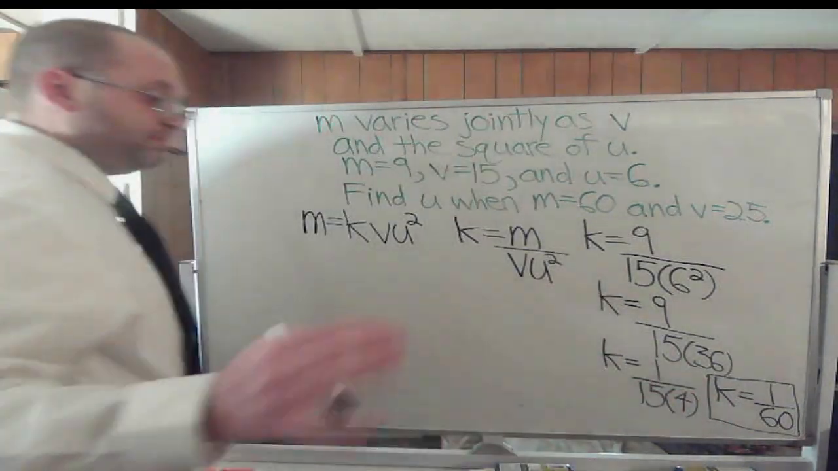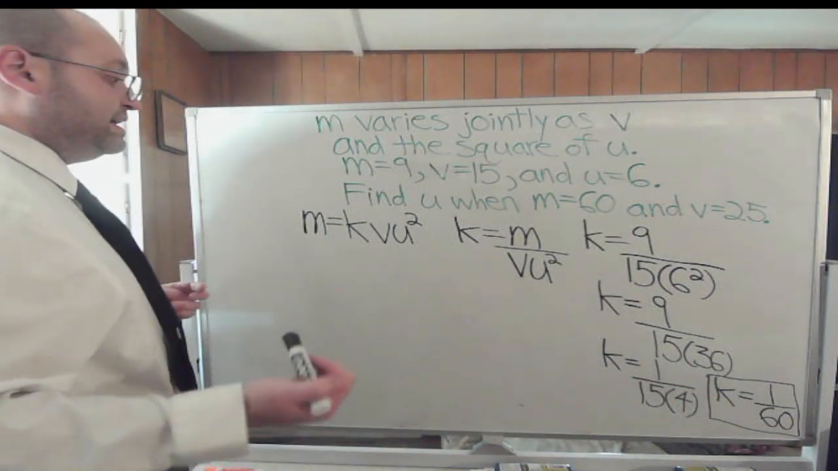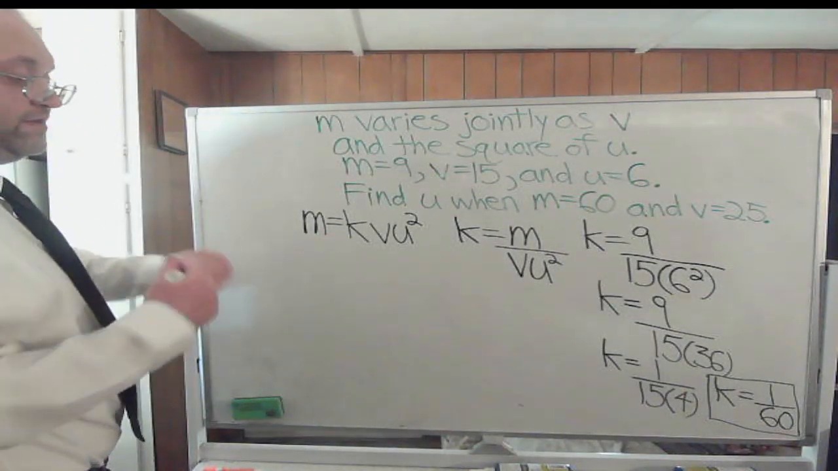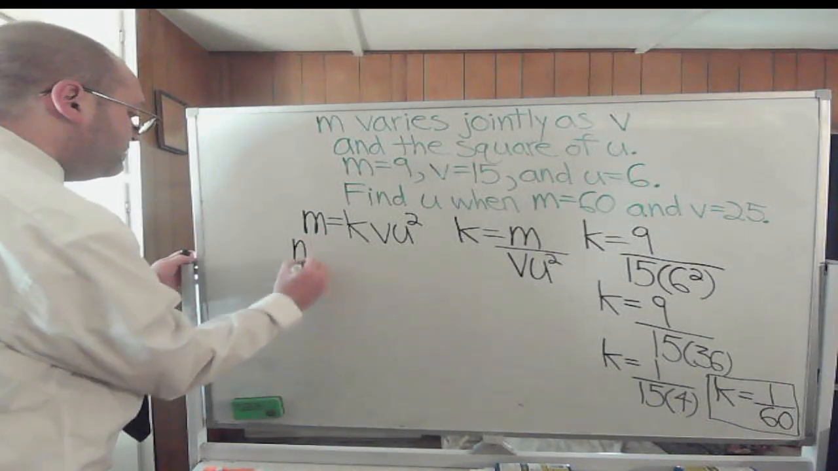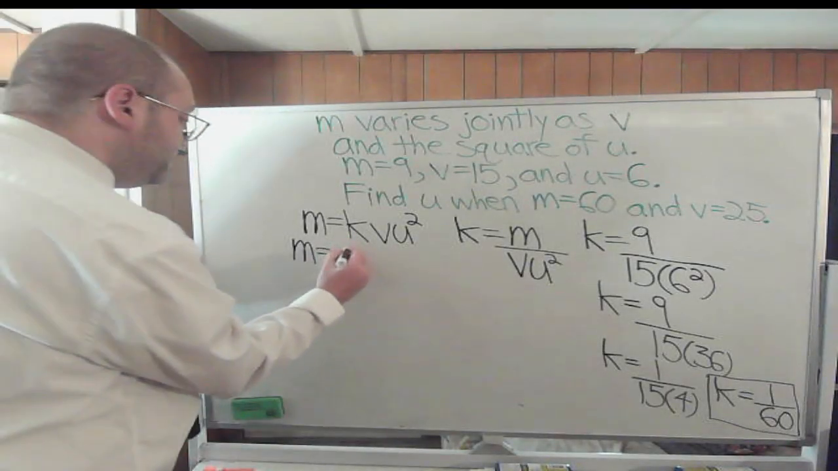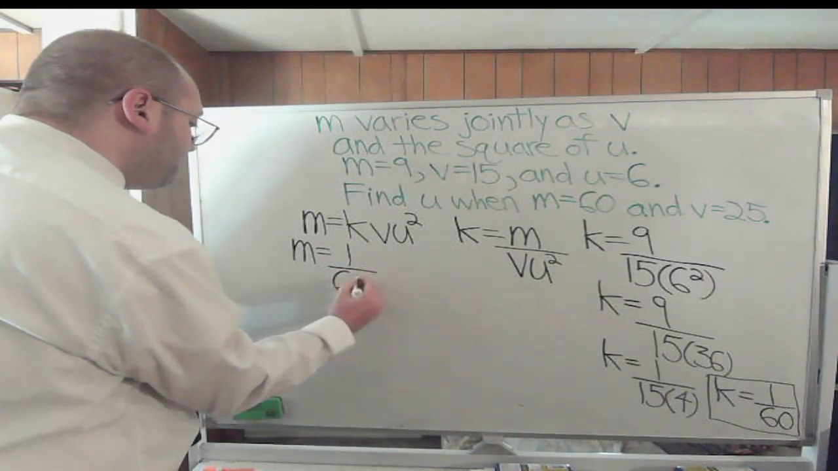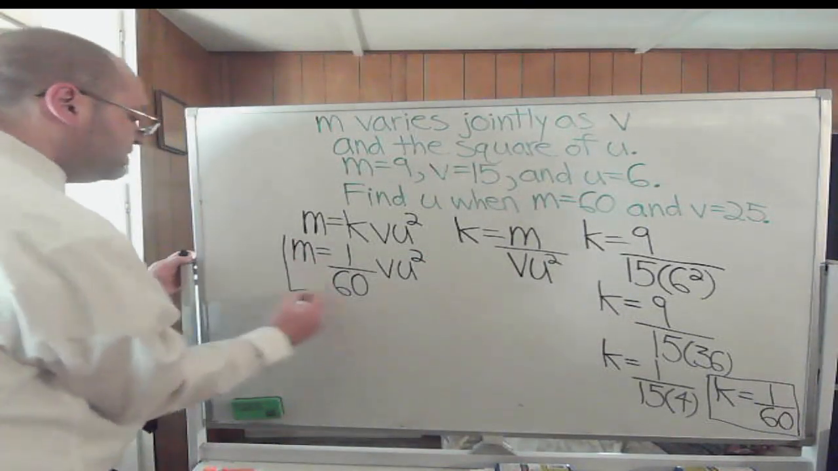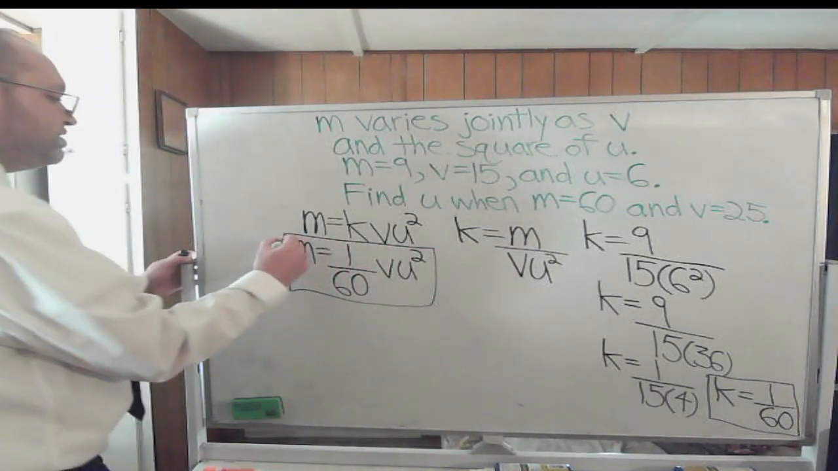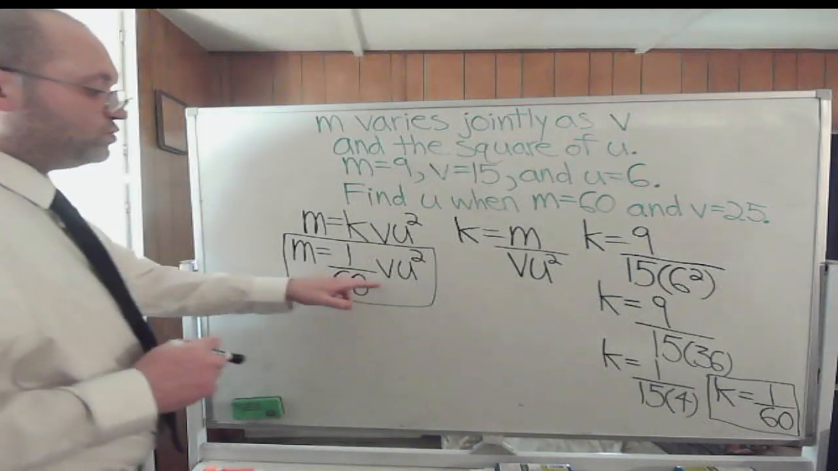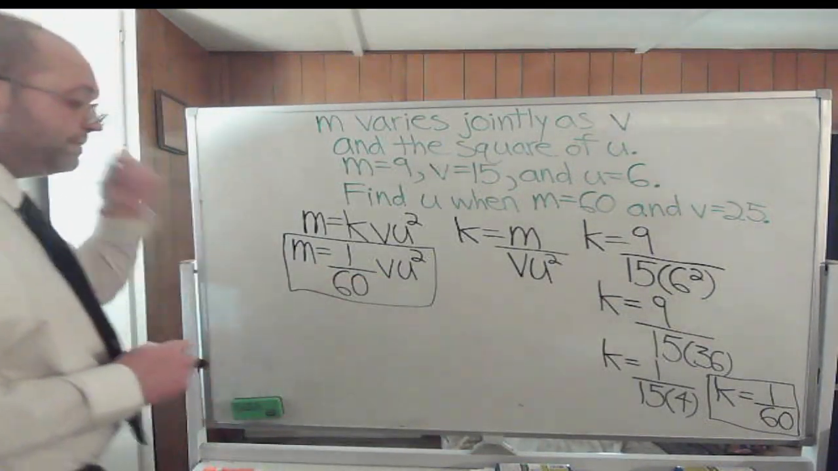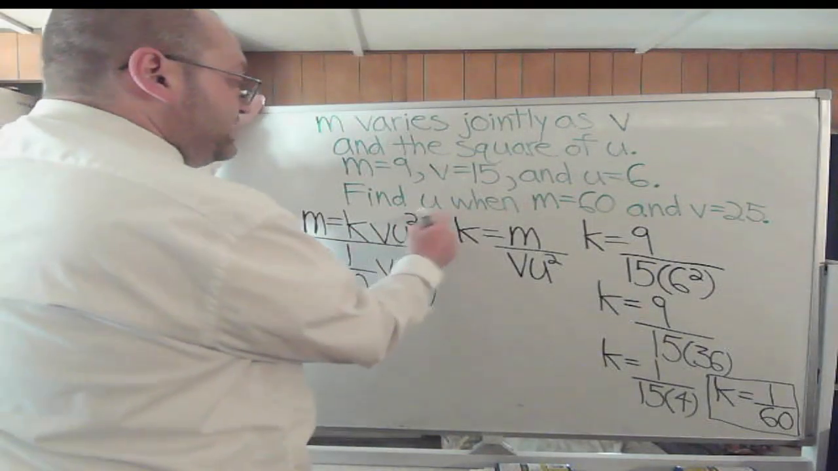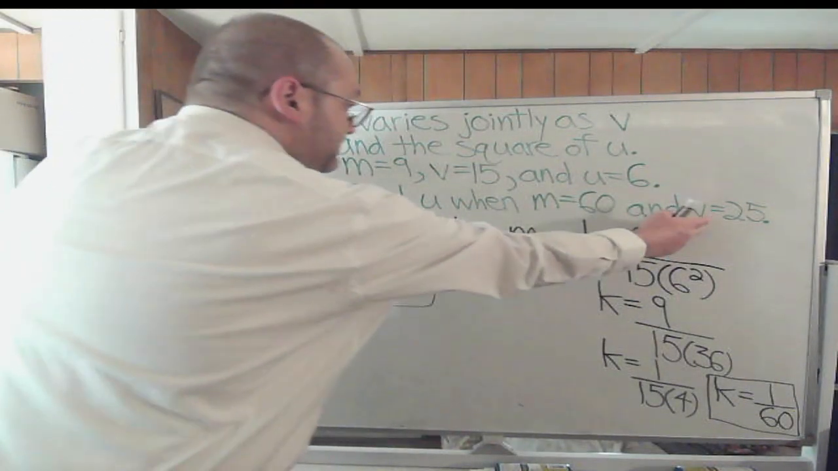So now we found that piece of the puzzle. We need to find the equation now for the joint variation. That's going to look like m equals that constant of variation being 1/60th times vu squared. So that is your new equation of joint variation, m equals 1/60th vu squared. Now, last but not least, we have this last part where you find u when m equals 60 and v equals 25.